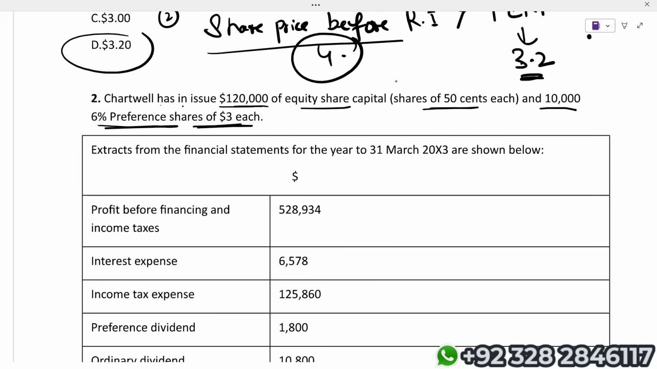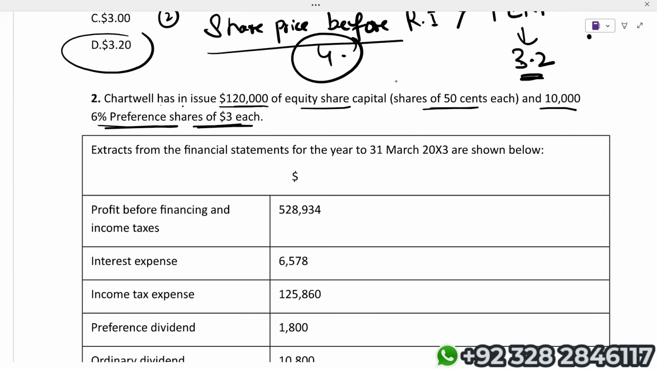Whenever nothing is mentioned, will you consider the given preference shares as redeemable or irredeemable? There is a difference, okay? Redeemable preference shares are financial liabilities. Irredeemable preference shares are equity instruments.